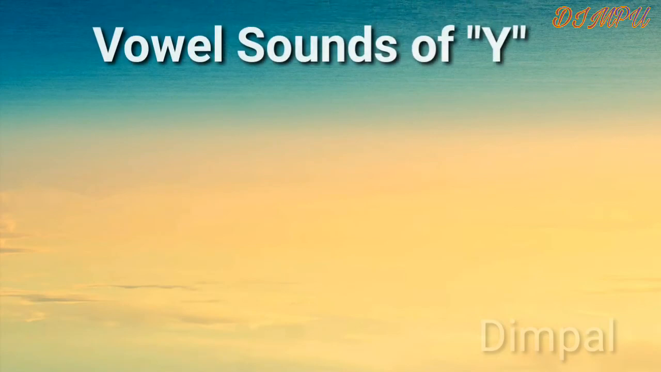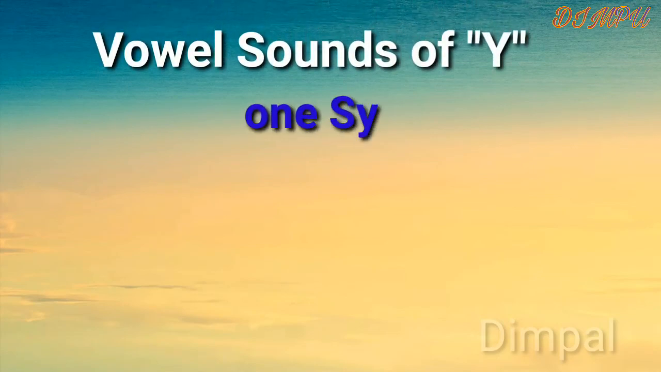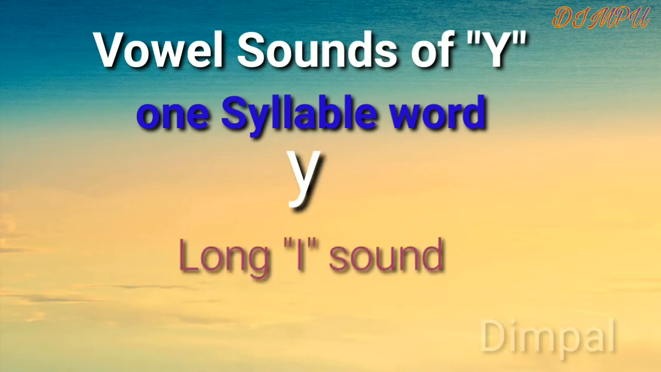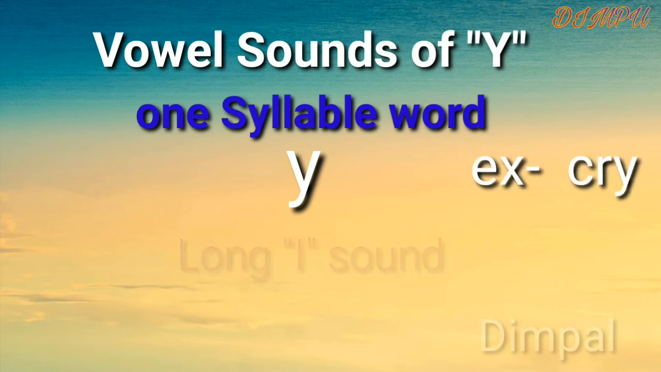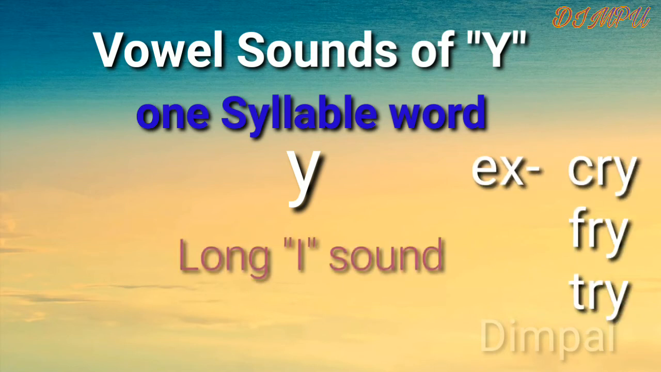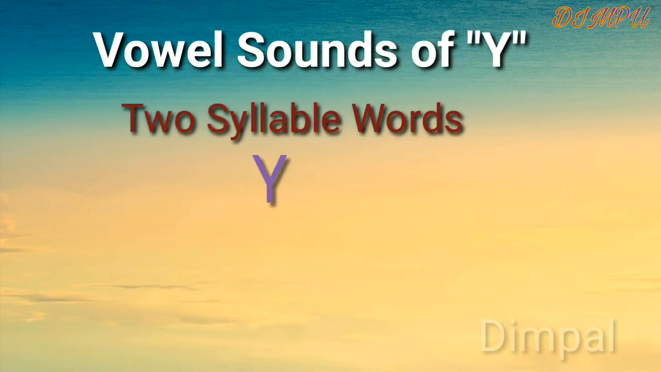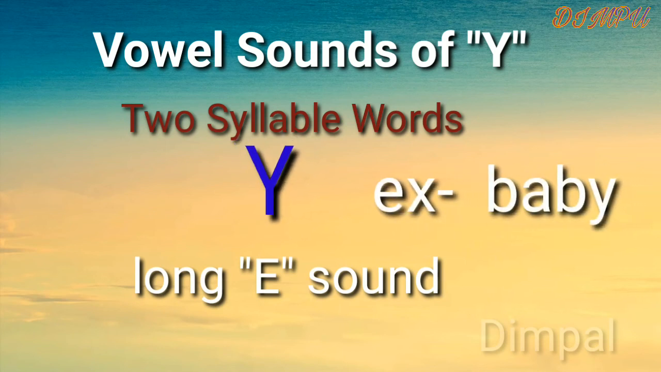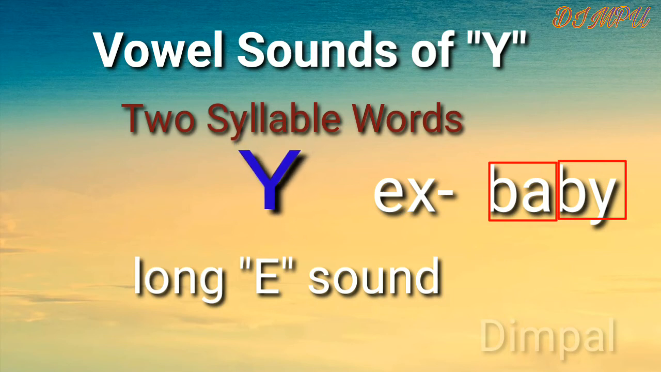Vowel sounds of letter Y. In one syllable word, the Y at the end of the word makes the long I sound. Example: cry, fry, try. In a 2 syllable word, the Y at the end of the word makes a long E sound. Example: baby. Here baby, 2 syllables are there, so the sound of the Y is long E.